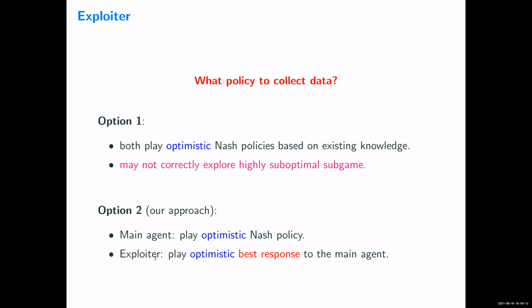Is this a symmetric game, like both agents? This is not necessarily a symmetric game, but okay. But here, if you want to learn the Nash policy from both agents, you can do it twice. So you make the first player the main agent and the second player an exploiter. You learn the Nash policy of the first agent first.